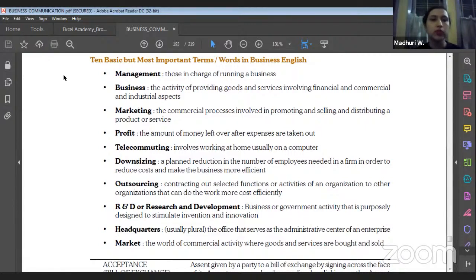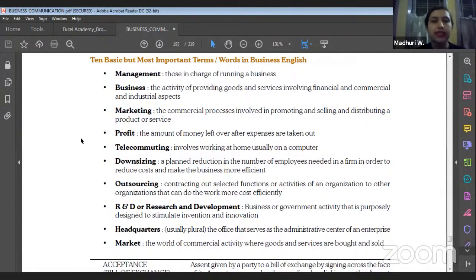Management is basically those people who are in charge of running a business. Then you have business itself, right? That's the activity of providing goods and services involving financial, commercial, industrial aspects. Then we come to the concept of marketing. This refers to the commercial processes involved in promoting, selling and distributing a product or service.